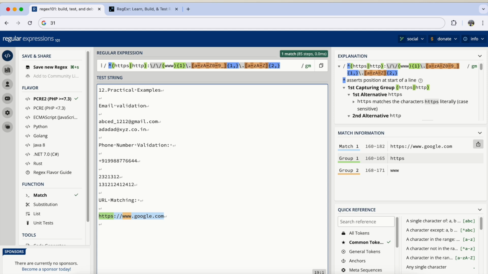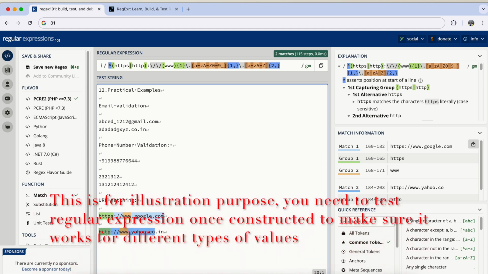If I say http://www.yaho.com, it is matching this as well. So let us say if I say yahoo.co.in, right? It's not matching here. It means we need to modify our regular expression to match this as well, right? What we need to do is, there can be a dot here as well, in this part. So it is matching now, which means this regular expression is matching this URL as well.